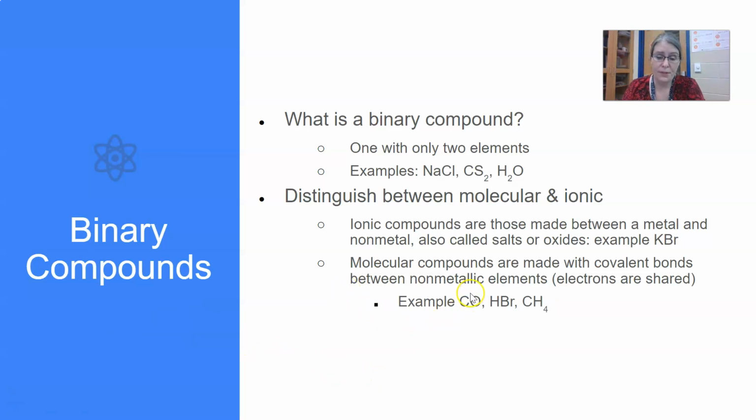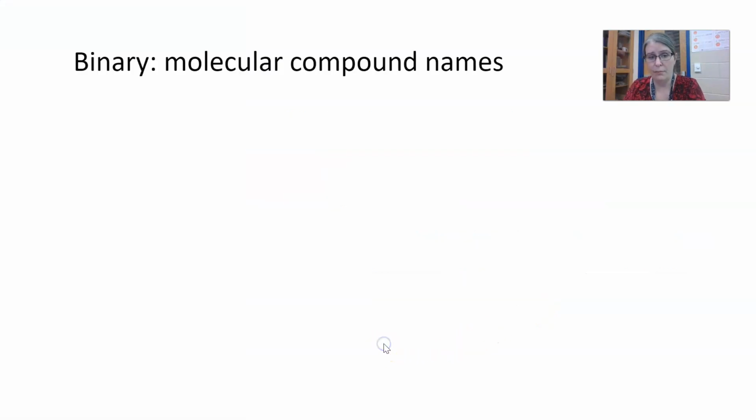So some examples here: carbon monoxide, CO. Carbon is a nonmetal, oxygen is a nonmetal. Hydrogen bromide, HBr, hydrobromic acid. Hydrogen is a nonmetal, bromine is a nonmetal. Methane, CH4. Carbon and hydrogen are both non-metals.